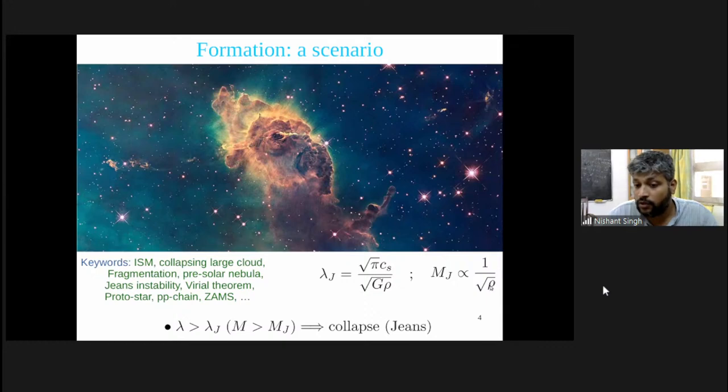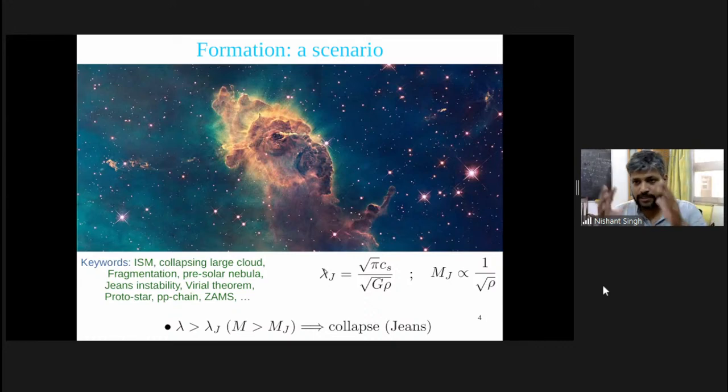Okay, so for a very low density medium, the Jeans mass can be very high, and therefore the initial collapsing cloud, large is to be highlighted, will be very, very large. It happens that stars form in an environment where it's hardly ever that one single star is forming. It's a very large collapsing cloud.